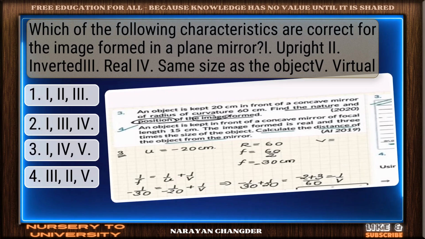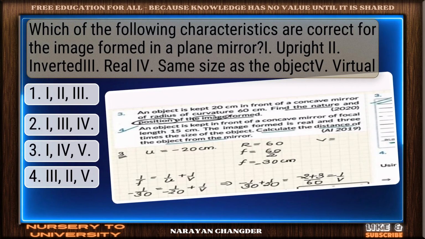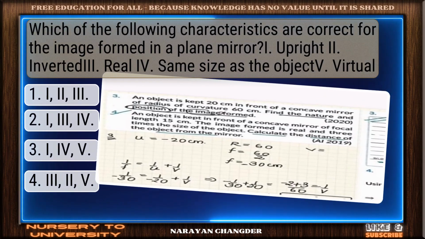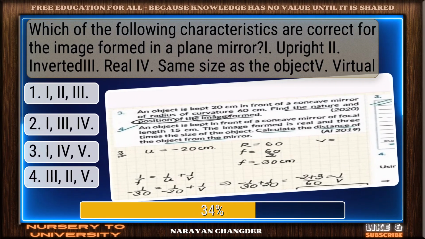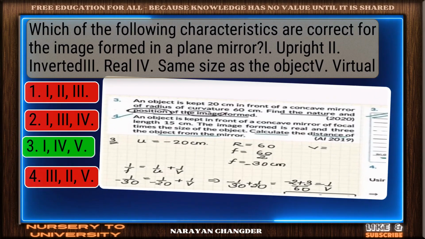Which of the following characteristics are correct for the image formed in a plane mirror? I. Upright. II. Inverted. III. Same size as the object. IV. Virtual. Excellent choice. I, III and IV is the right answer.